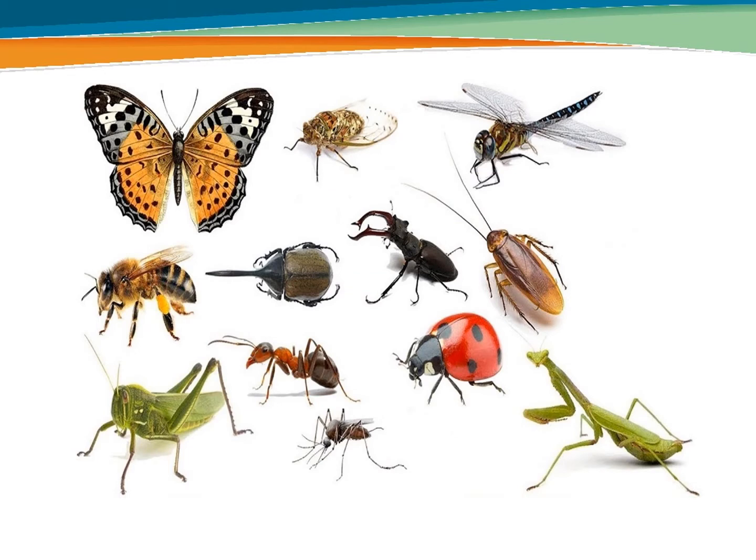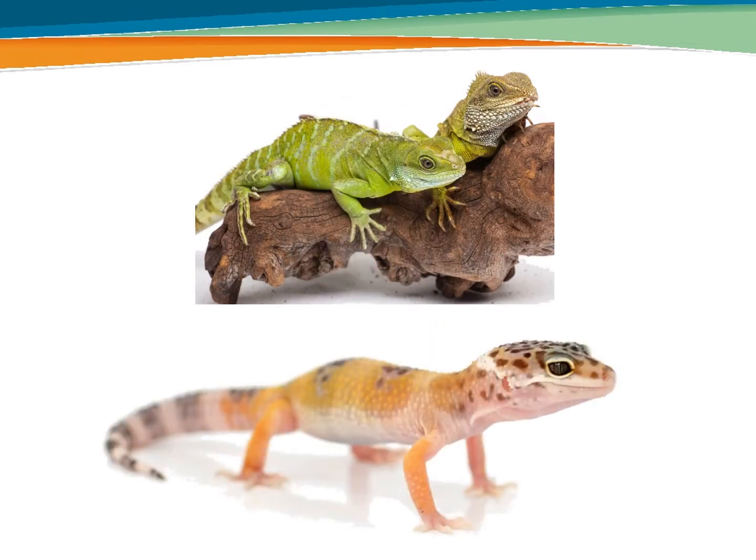Now let's see if you can remember. These animals, we call them insects. Butterflies and bees and mosquitoes and ants, they are insects. And what do we call a lizard or a gecko? Those are reptiles. Reptiles.